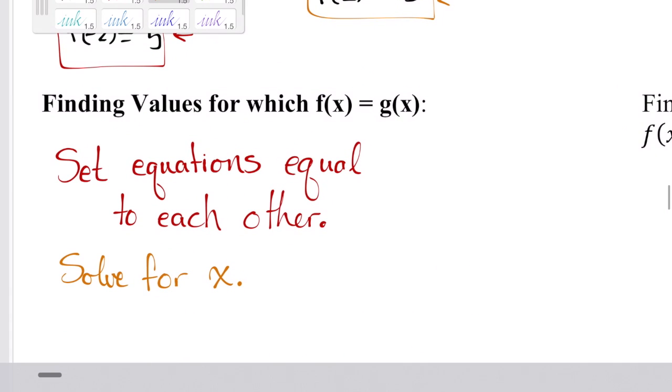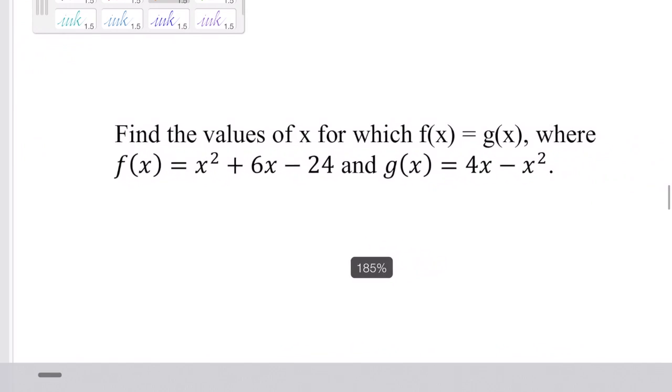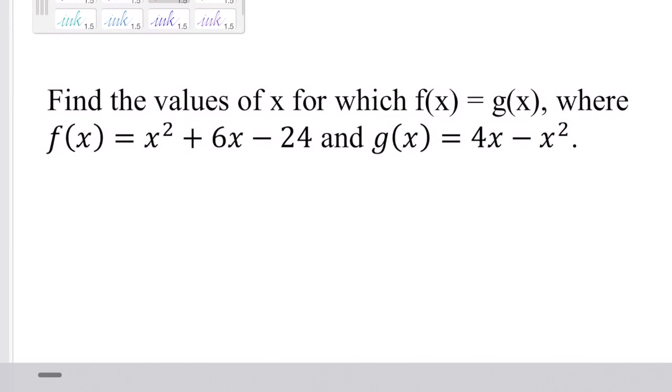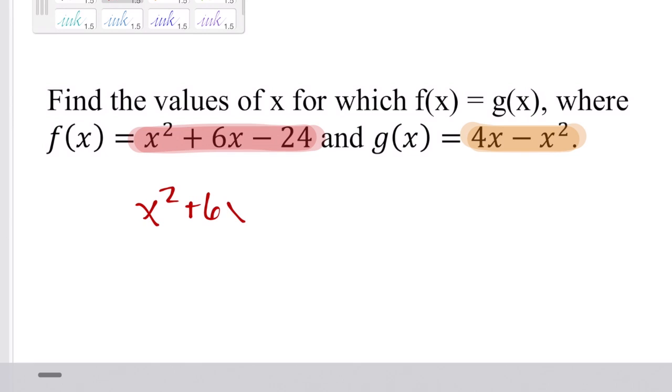So when we're finding values for which f of x is equal to g of x, we're basically just setting the two equations equal to each other and then solving for x. So for this situation, we want to find all the values of x for which these two would be equal, basically where they're exactly the same or where they're crossing each other. We've got our first equation and we're going to just set it equal to the second. Combine some like terms and get our variables alone.